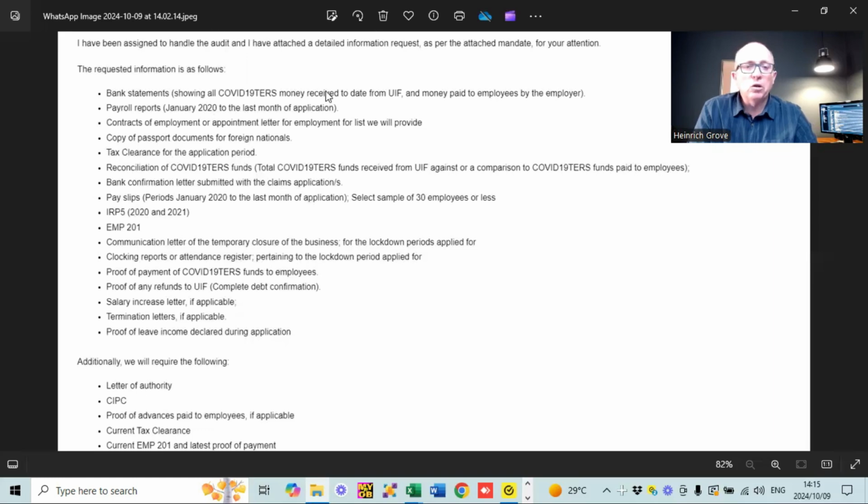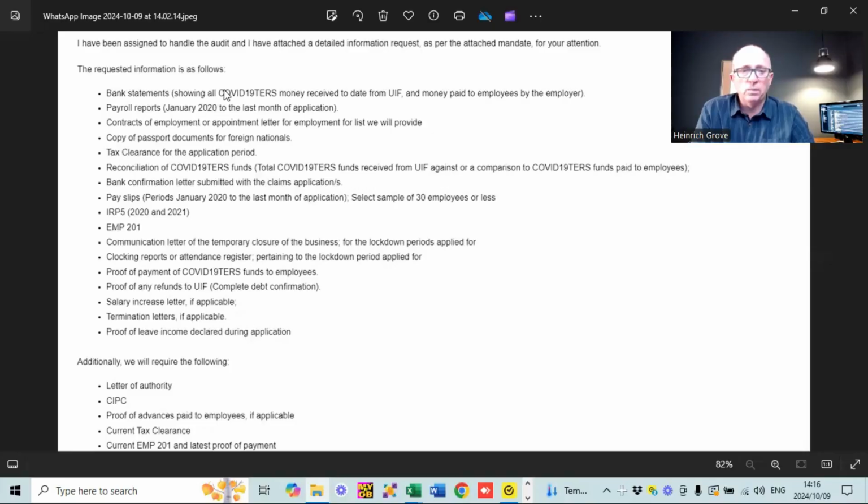Remember back then when we were doing those COVID TERS payments, I saw today that you could actually still log into the system. It is still working. Your efiling is down at the moment, but the TERS system is for some reason still working. So you could, in theory, log in there and have a look and see what you submitted back then. Obviously, I do remember that at that time we had to submit all these documents anyway. So they're just asking for the same stuff again.